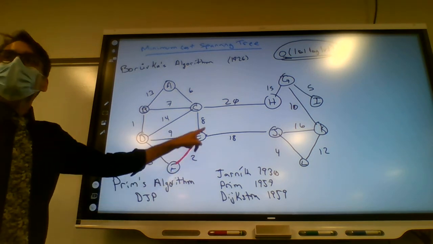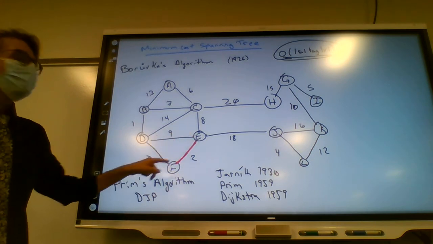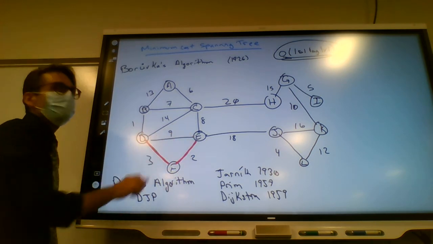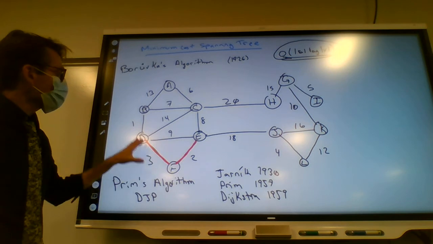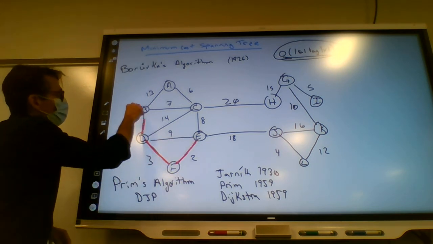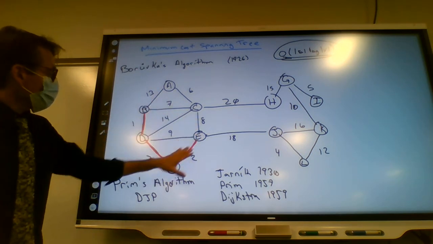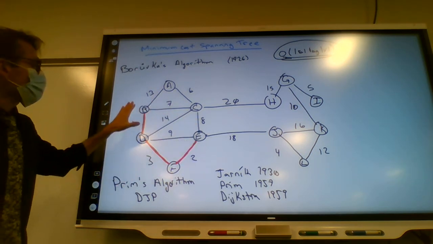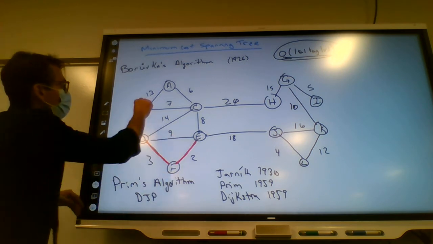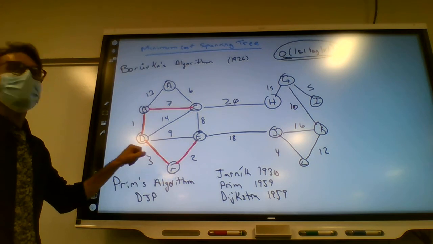Now this is our tree. What's the smallest weight out of this tree? 3, so we're going to include that one. From this tree, what's the smallest weight out? This 1. From this overall tree that we have now, these 4 vertices, smallest weight? 7. Now from this bigger tree, smallest weight out of it.